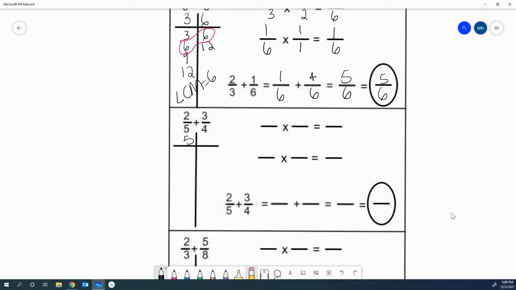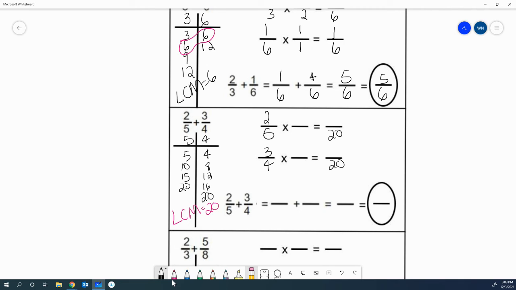For this one, you should have gone ahead and made your T-chart. You got 5, 10, 15, 20. We've got 4, 8, 12, 16, 20. So that lets me know that the LCM was 20. I hope that's what you got as well. So let's bring over our fractions. We've got 2/5 and 3/4, and I know my denominator is going to be 20 for both.